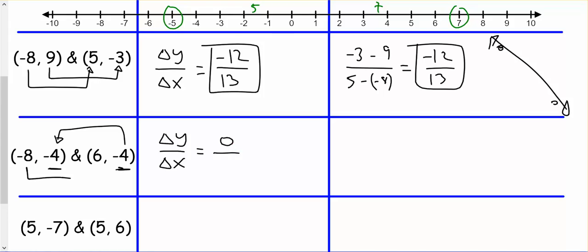From -8 to go to 6, and I should have went the other direction here, sorry. From -4 to get to -4, it doesn't matter. But from -8 to go to 6, we're going up, what is that? 8 to get to 0 plus 6 is 14. Now, 0 divided by anything, we have a slope of 0.